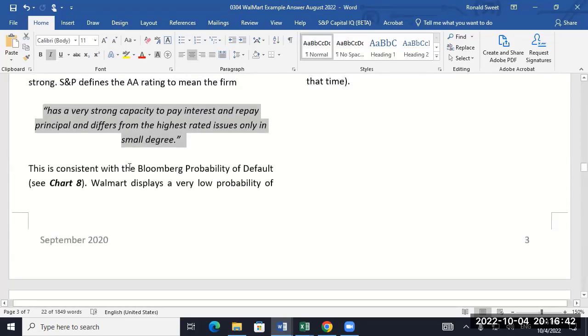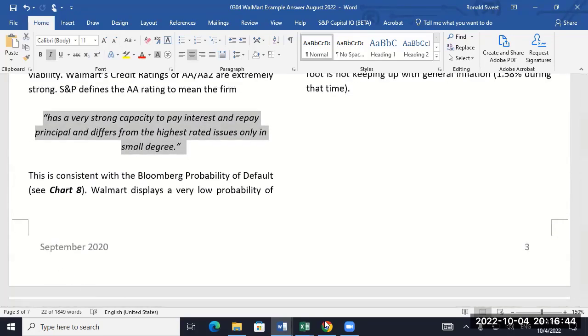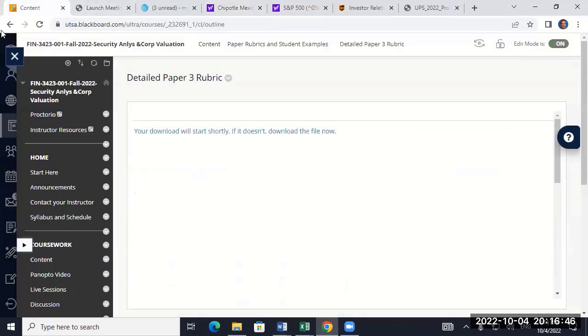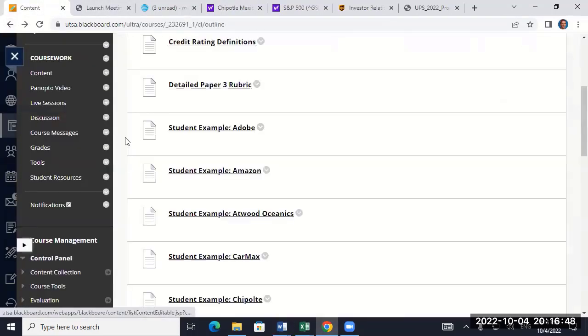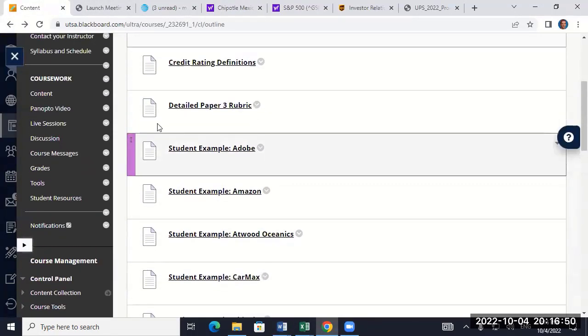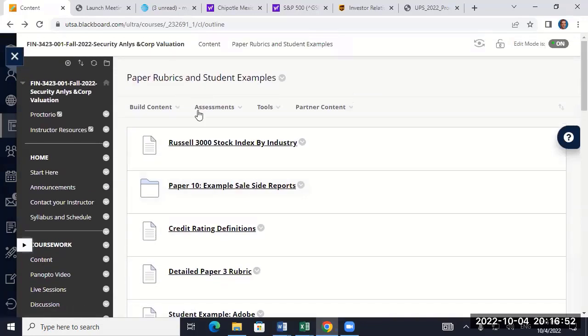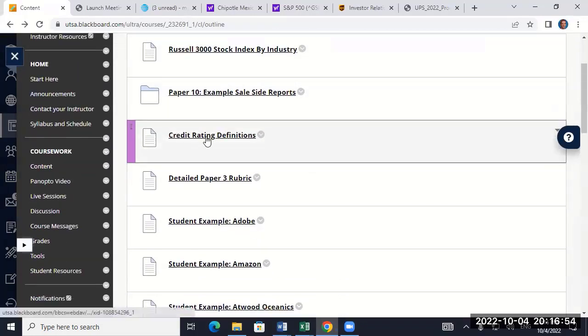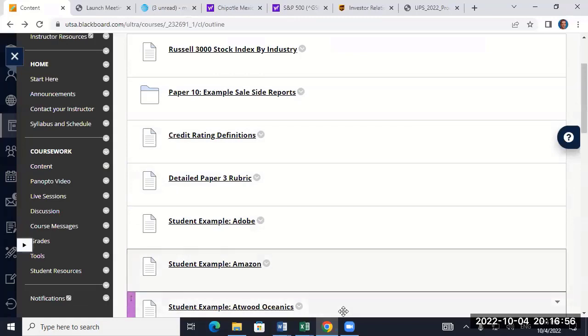I forget where I put them. Let's see. There it is. It's under paper rubrics. It says credit rating definitions. So if you want to copy and paste those in.